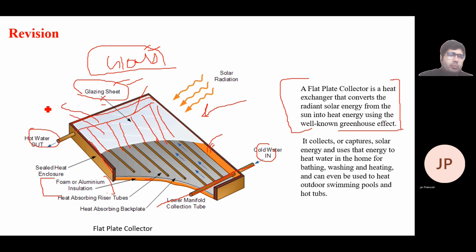The base plate can be made from copper or some high conductivity material. The tubes are also made from copper or aluminum, and they are attached to the base plate, and in these tubes water is flowing. When the solar radiation is striking continuously, after striking the base plate and the tubes, the reflected rays will be in the infrared spectrum, but the glass is opaque to infrared radiation, so that heat will be trapped inside this chamber.